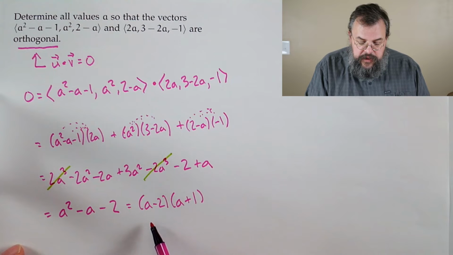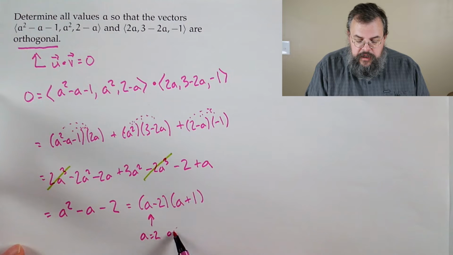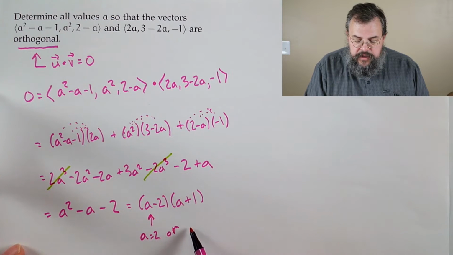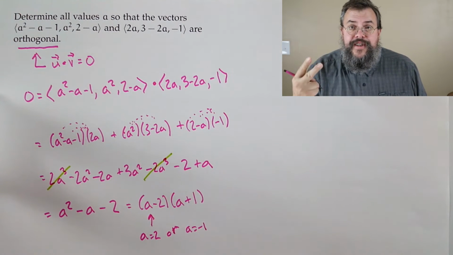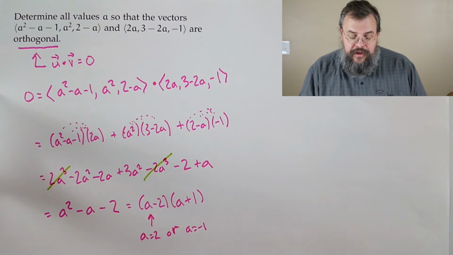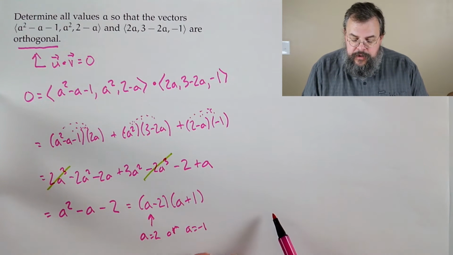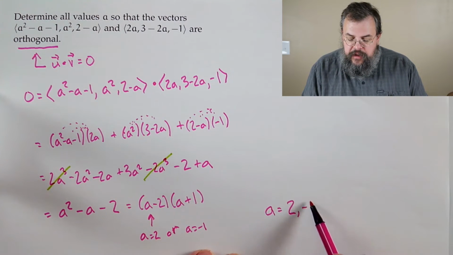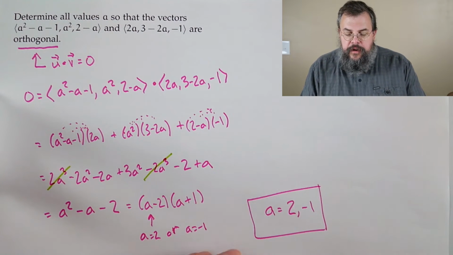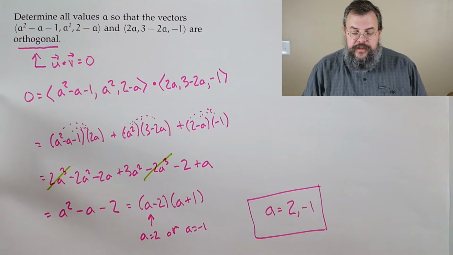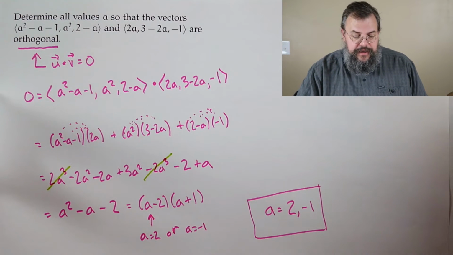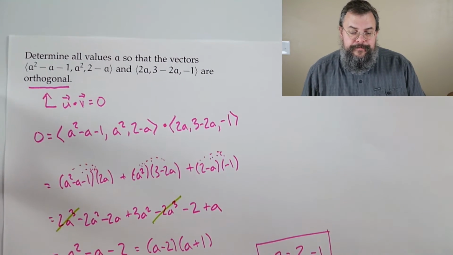So that says that either a minus 2 equals 0, which would happen if a equals 2, or a plus 1 equals 0, which says a is negative 1. So we can come to the conclusion there's exactly two values for a. So here we get a is 2 and negative 1 as our two values, the only values that work, so that those two vectors are orthogonal. Okay. All right. Interesting. Good.